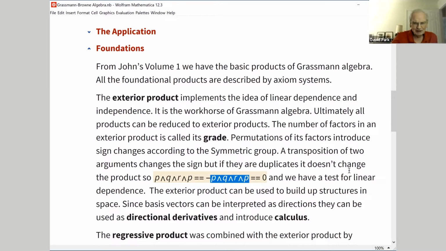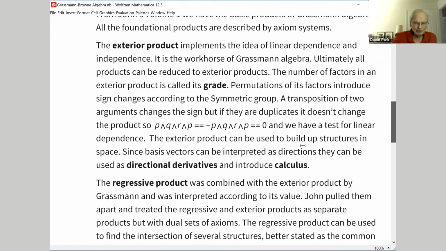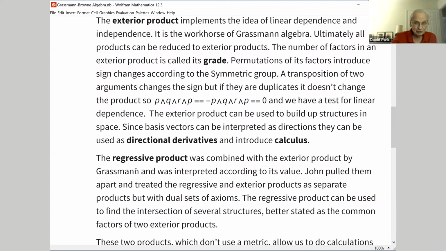The exterior product can be used to build up structures in space. Since basis vectors can be interpreted as directions, they can be used as directional derivatives, and they push us in the direction of calculus. And in fact, in manifold theory, they almost always use directional derivatives as a derivative operator.